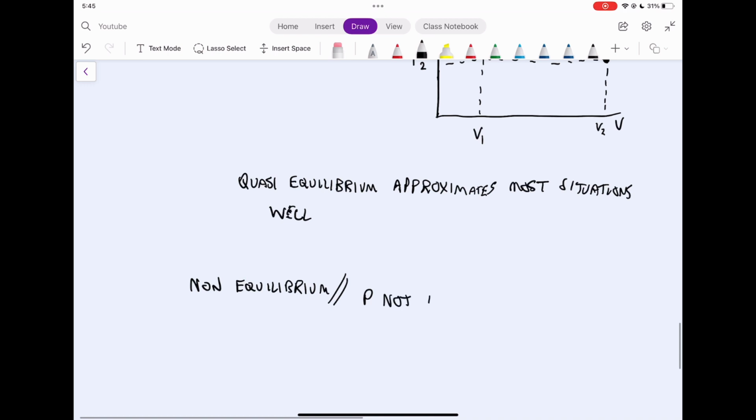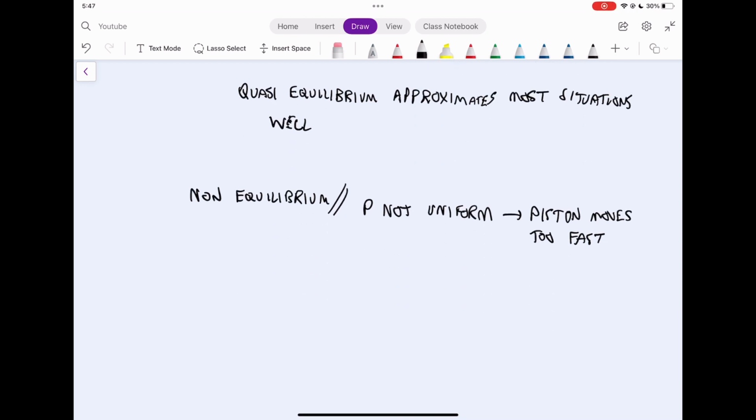Now, in some cases, we have non-equilibrium assumptions that we have to make. And these non-equilibrium assumptions are made when pressure is not uniform and the piston is moving too fast. We of course need to be able to define what too fast and too slow means, but we can do that at a later stage in our video series.